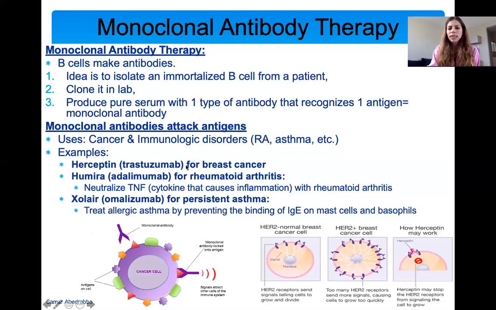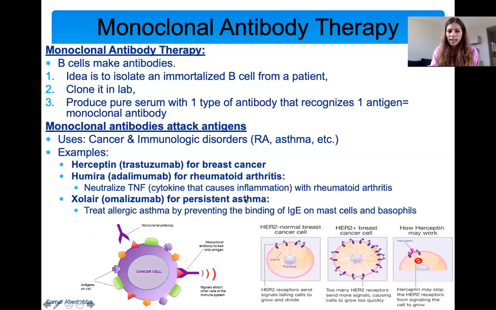Because we've used this with various things, monoclonal antibodies attack antigens. We've used monoclonal antibody therapy in cancer and immunologic disorders, so rheumatoid arthritis, asthma, other things. Examples, which I think they have a lot of TV commercials, so some of you guys may have heard of these. So Herceptin is used for breast cancer, Humira for rheumatoid arthritis, and with Humira, for example, you're giving that person antibodies. That's what a Humira is. And the antibodies neutralize the cytokine or the signaling molecule that causes inflammation. Therefore, you get less inflammation on joints, which is a great thing for patients with rheumatoid arthritis.